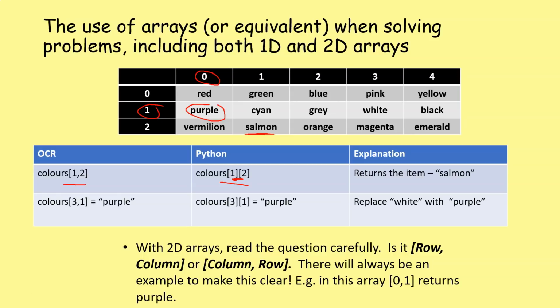Again, to add or replace values is very similar, you just have to make sure you phrase it correctly depending on whether you're doing the OCR reference language or Python. But colors[3,1] = purple would replace white with purple. So again, that would be column 3 in this example. And then we would go down to make sure we are at row 1. So column 3, row 1, replace white with purple.